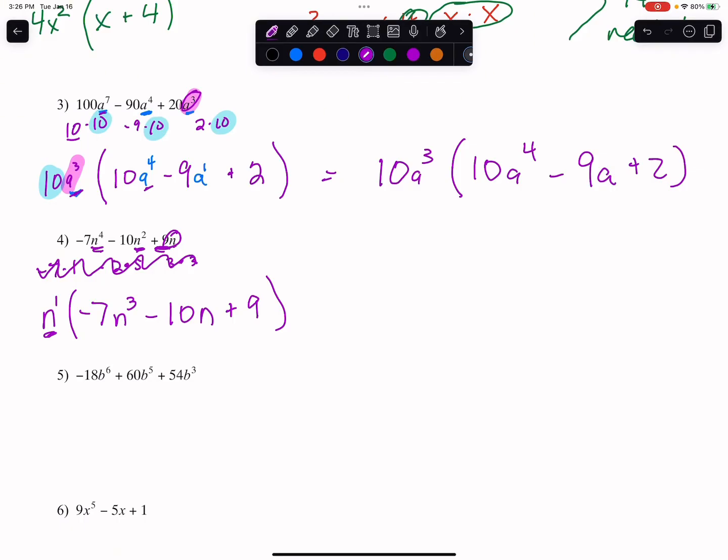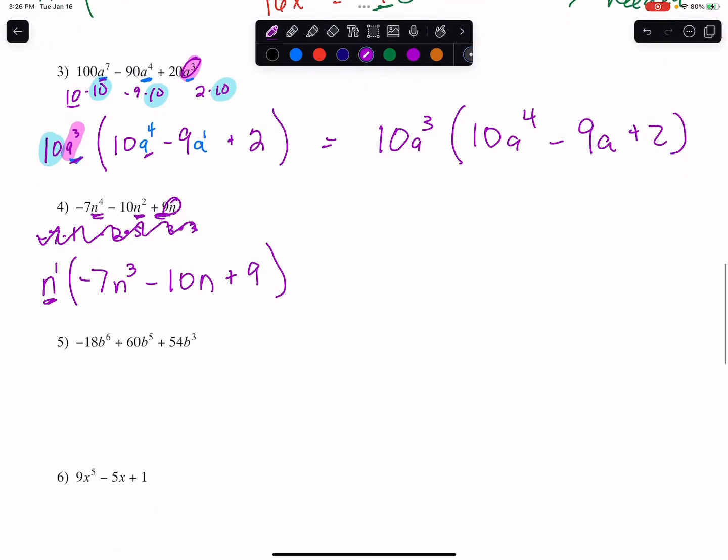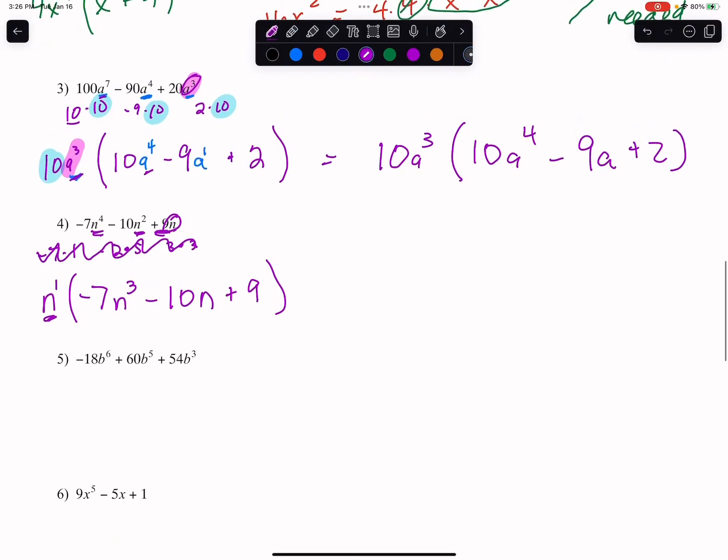Ooh, this is a good one. Let's see. Okay. What's the biggest number that can go into -18, it can go into 60, and it can go into 54? I'll give you a hint. Actually, not necessarily a hint. The answer is going to be 6, okay? So I'm going to pull out the 6. That's going to go first. So I'm going to pull out the 6.